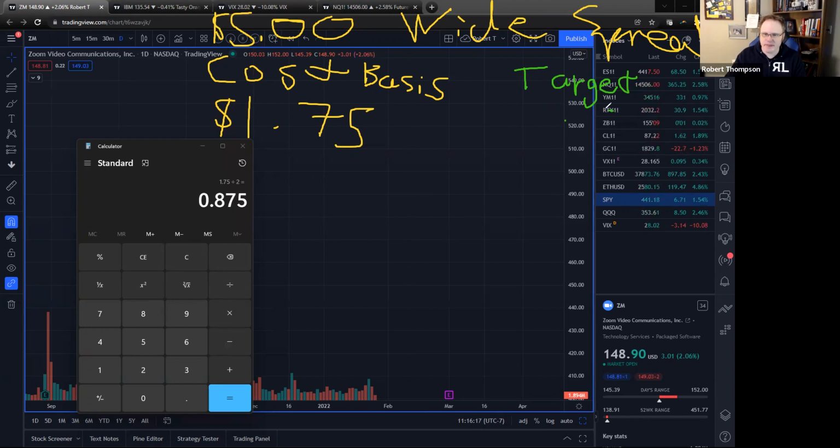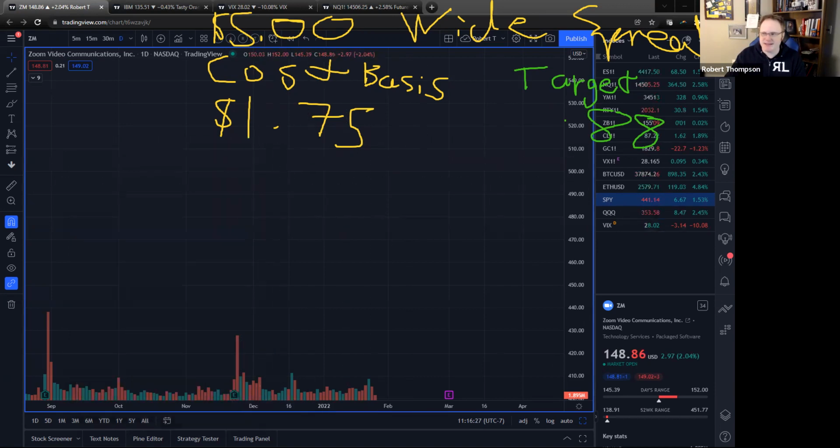That's what our target's going to be. Okay, that's good to know. What is the maximum loss I will take on this trade if the spread closes fully in the money, worth $5?